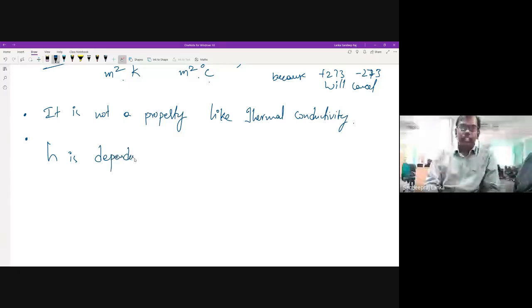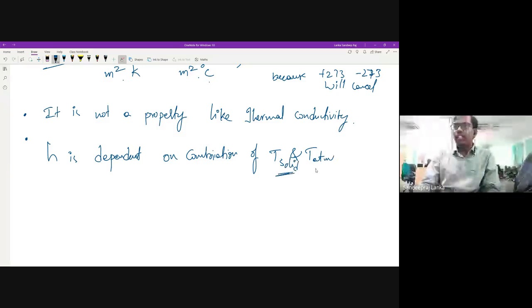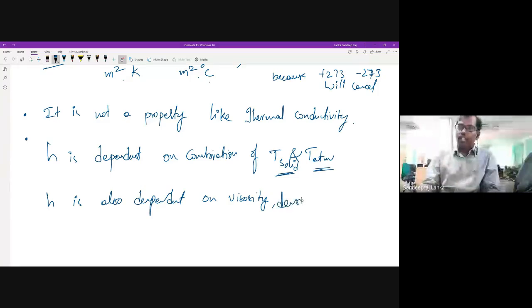dependent on the combination of Ts and T atmosphere. So for a given combination of T solid and T atmosphere, you will have an H. And H is also dependent on viscosity of the fluid, density of the fluid, the temperature, as I have told you already. Like this, so many physical parameters will be influencing the value of H.